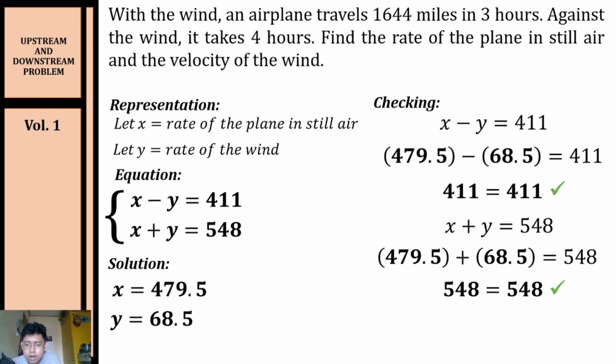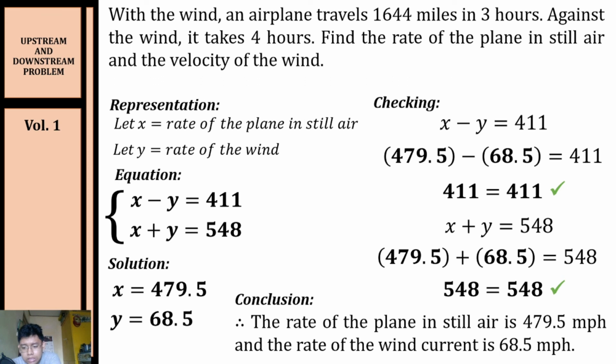Since it satisfies our first and second equation, we can conclude that the rate of the plane in still air is 479.5 miles per hour and the rate of the wind current is 68.5 miles per hour. Alright, now that you already know how to solve upstream and downstream problems involving systems of linear equations, it is your turn to try it.